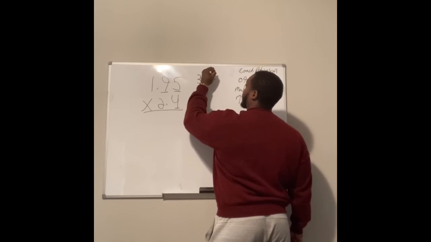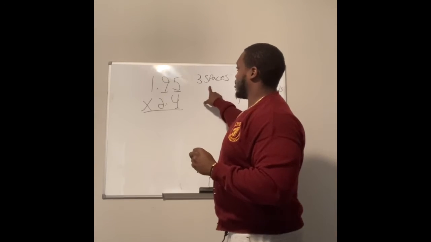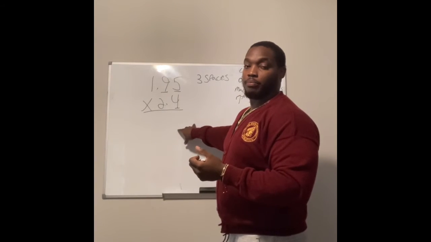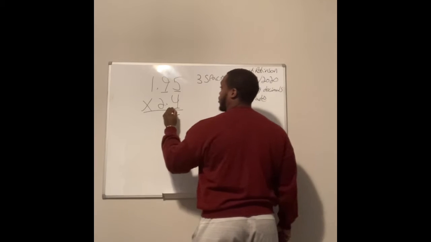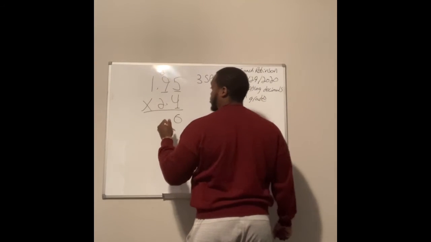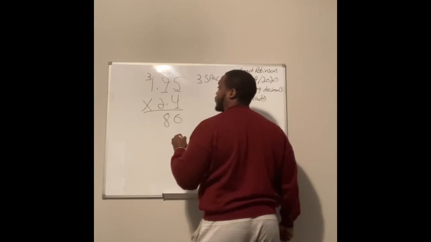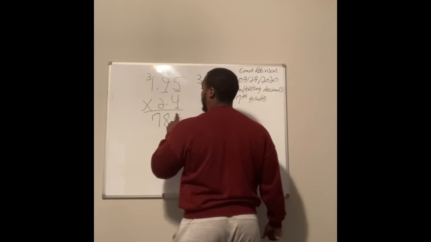So now we're going to remember to put the 3 spaces into the final answer form. So now let's just do the math. 5 times 4 is 20, carry the 2. 9 times 4 is 36, plus 2 is 38. Carry the 3. 1 times 4 is 4, plus 3 is 7, right?